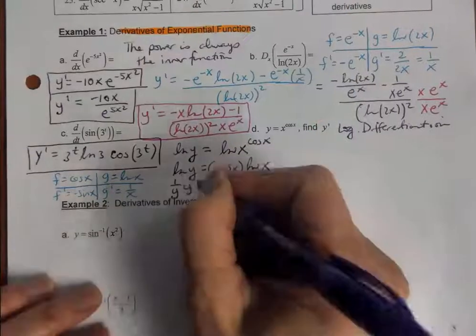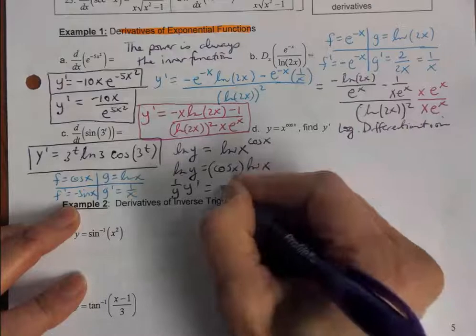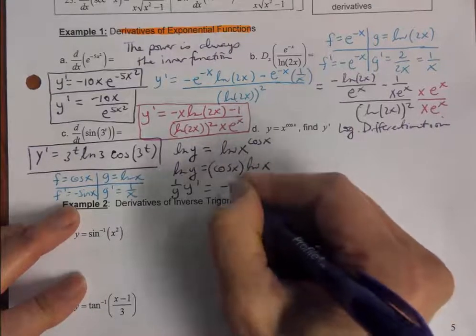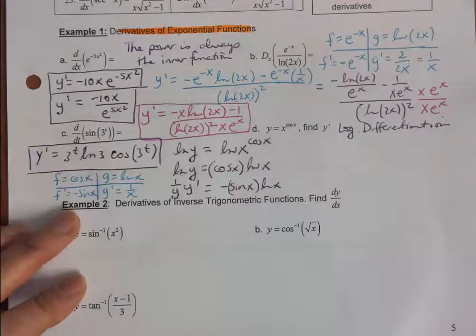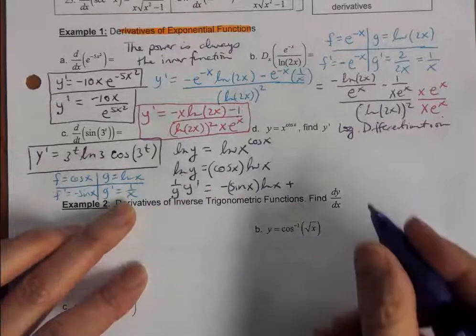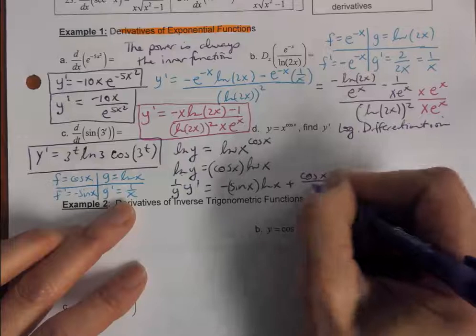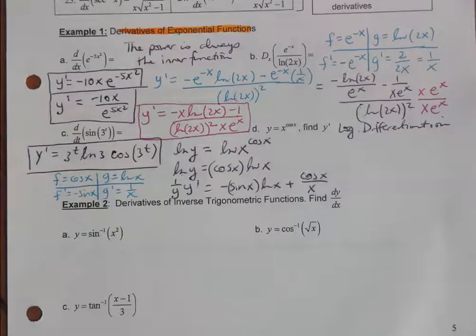Okay, and now I'm going to apply the product rule here. So it'll be this times this. I have a negative sine of x times the natural log of x, plus cosine of x, and then I'll just say cosine of x divided by x.